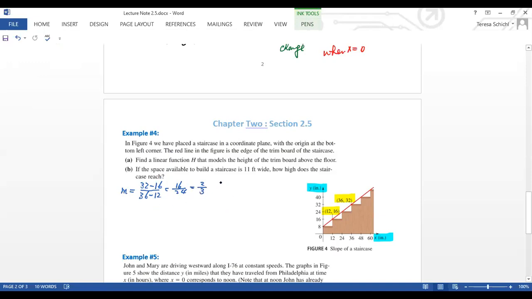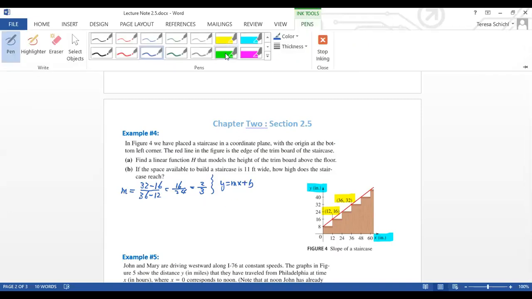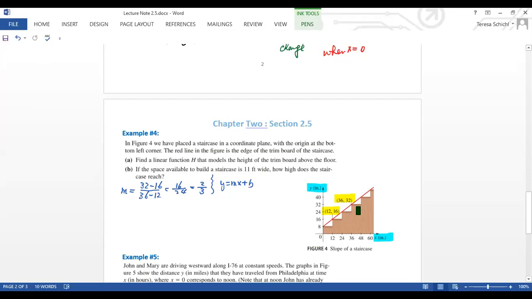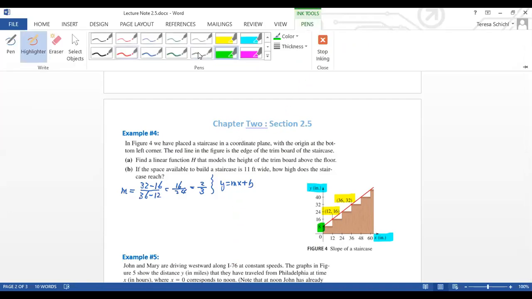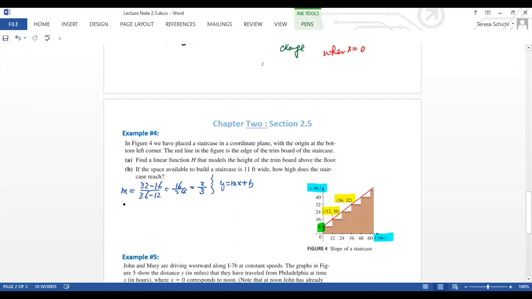So we know y equals mx plus b. I already got m, so what is my b? My b is the initial value. So where does this staircase start? Here, right? So the initial value is 8. So I know the height h(x) is equal to 2/3 x plus 8.